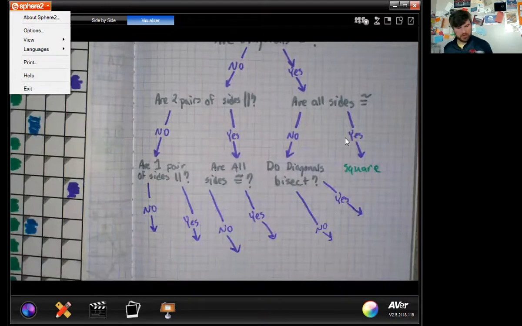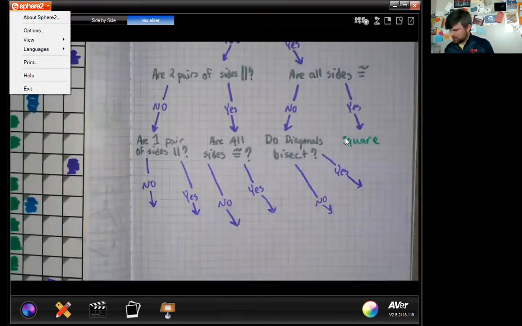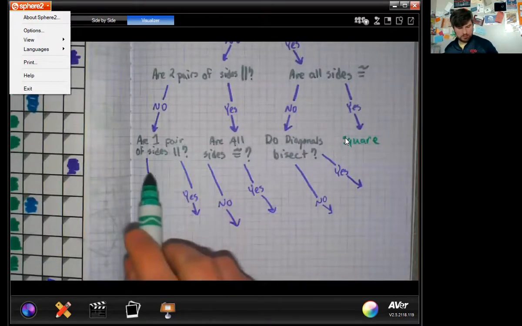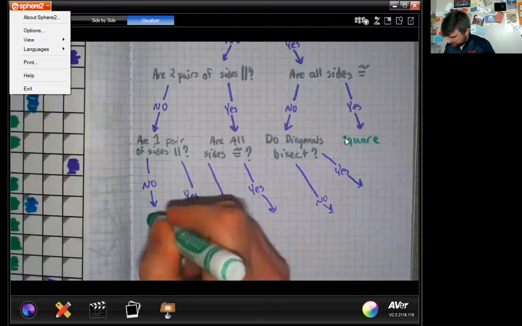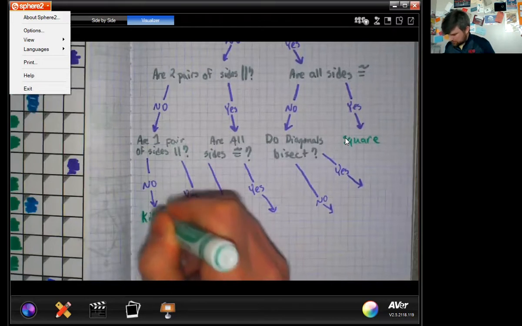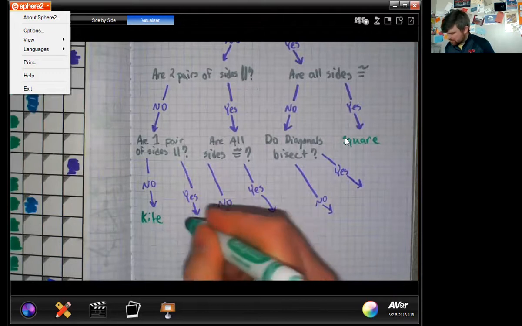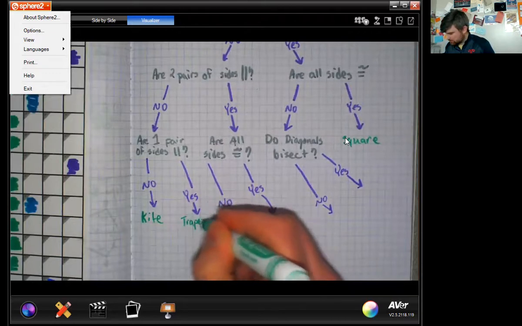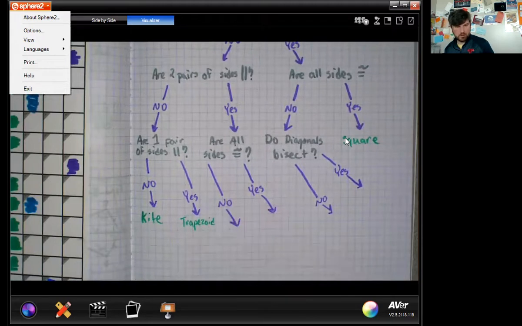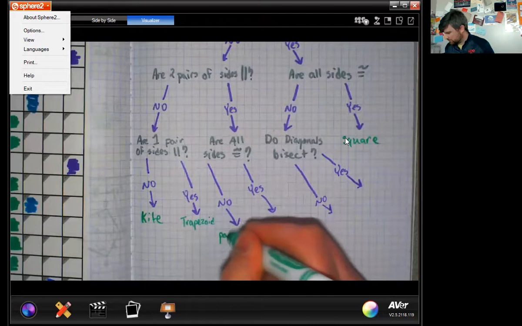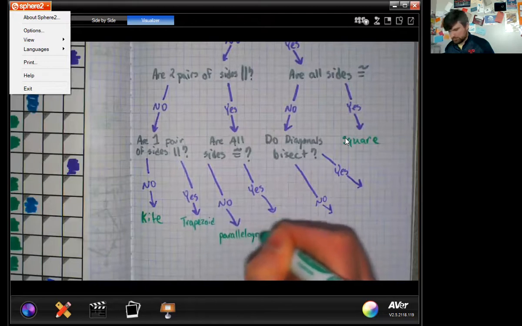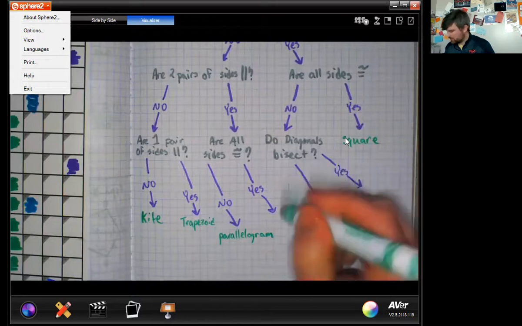Okay, so those were the last questions. So we can actually get all of them from these. So if you answered to the one pair of parallel sides, if you answered no, you have a kite. If you answered yes, that is a trapezoid. Okay. To the all sides congruent, if you said no, you have a parallelogram. And if you answered yes, you have a rhombus.